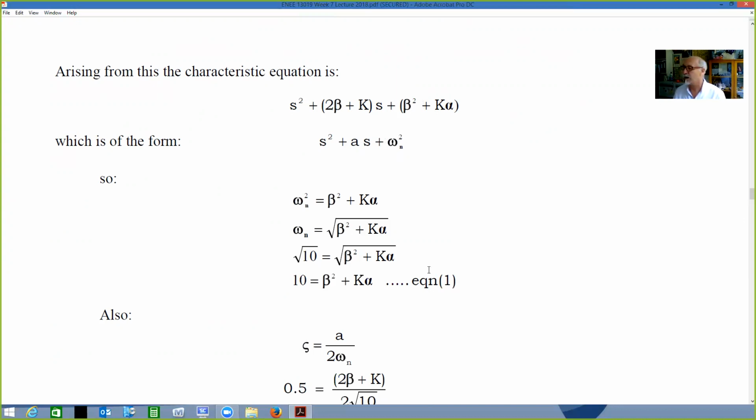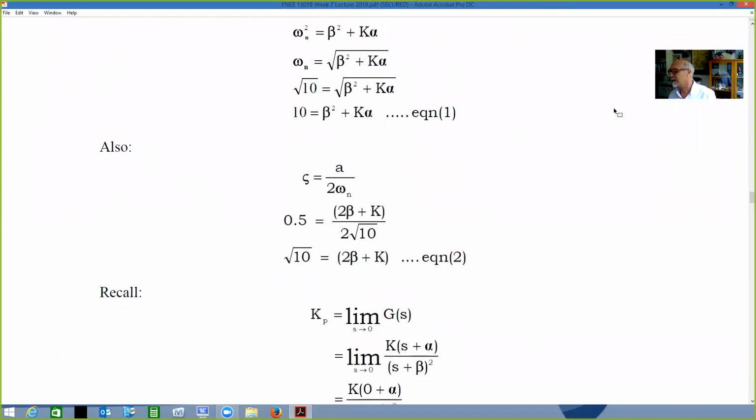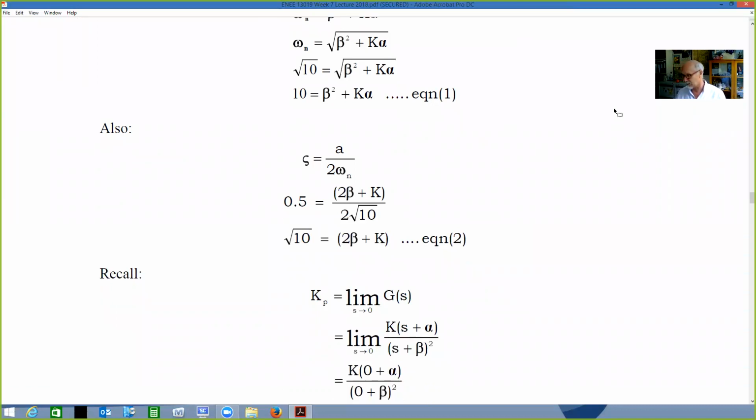So now we have one equation. Now remember, we've got three unknowns. We've got the gain, we've got alpha and beta. So we're going to obviously end up needing to generate three equations. Likewise, we know that from definition that the damping ratio equals a divided by 2 times the natural frequency. So we can plug those values in and get a second expression.